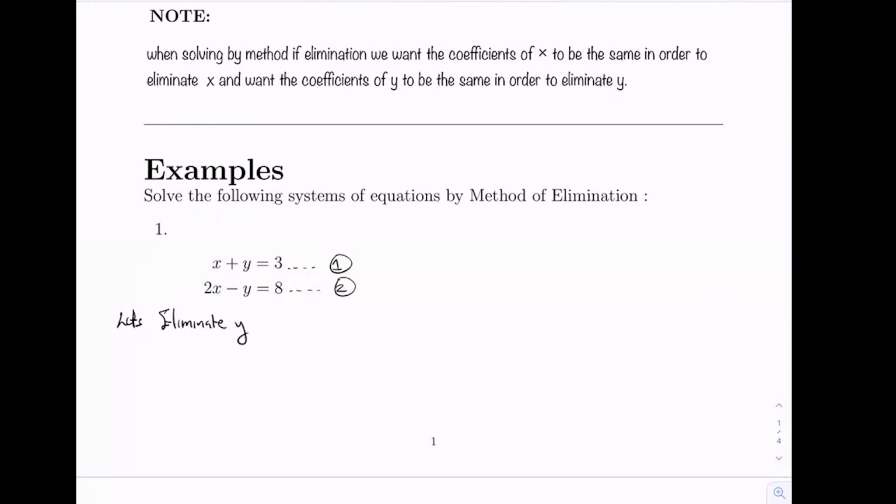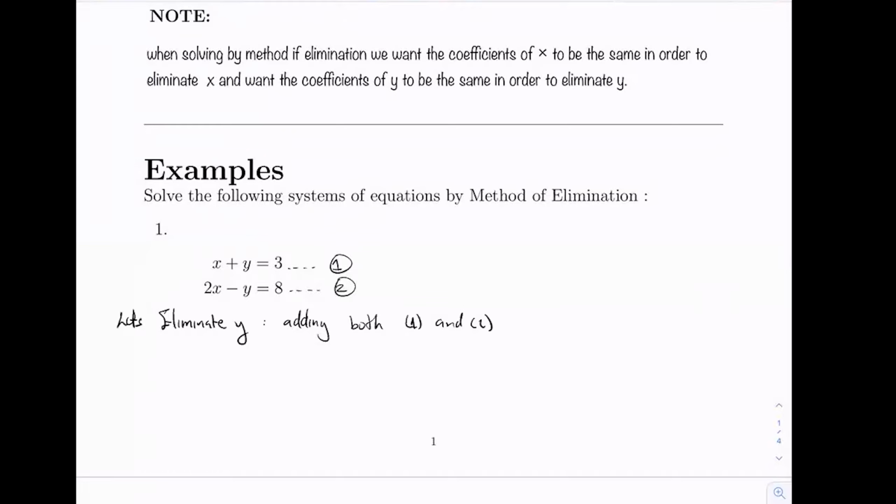So let's eliminate Y. And we want to eliminate Y by doing what? By adding both equation number 1 and equation number 2. If I add both equations, I realize that the coefficients of Y are negative and positive, so if I add them, I will end up with 0. Thus, we have eliminated Y from the equation.